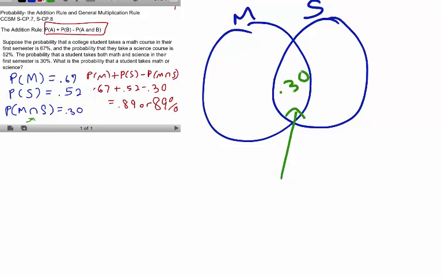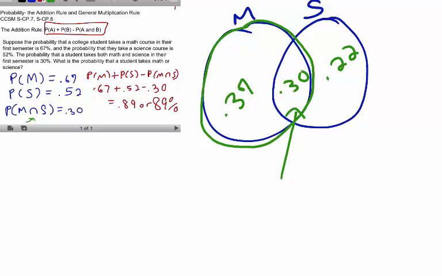Now the probability that a student takes math in their first semester is 67%. So in other words, this whole circle contains 67%. However, we've already accounted for 30% of that. So in order to make the circle contain 67%, I know that 37% is the area of the math circle that does not include the overlap. Similarly, for science, I know that science is 52%. 52% minus 30% gives us 22%.